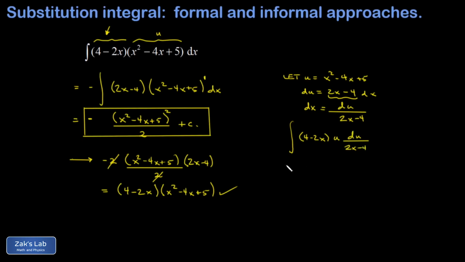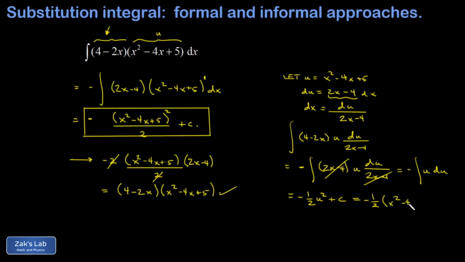And now I still have to recognize that it takes a minus sign to reverse the order of this difference, and I get a 2x minus 4 times u times du over 2x minus 4, and the 2x minus 4's cancel. And now this simplifies to negative u du. And when I integrate the u, I get a 1/2 u squared plus c, and then I sub in the original definition of u, which is x squared minus 4x plus 5, and I arrive at the same answer.